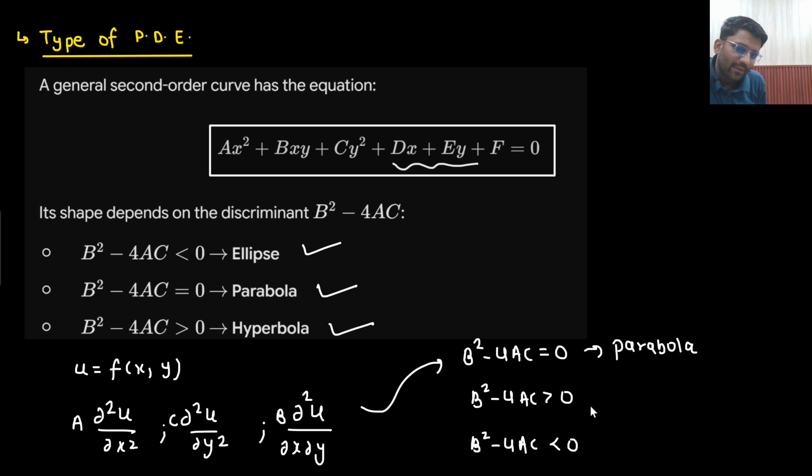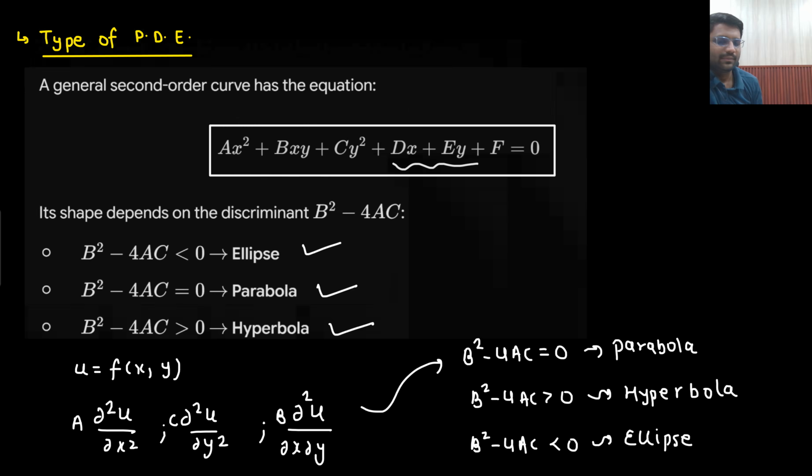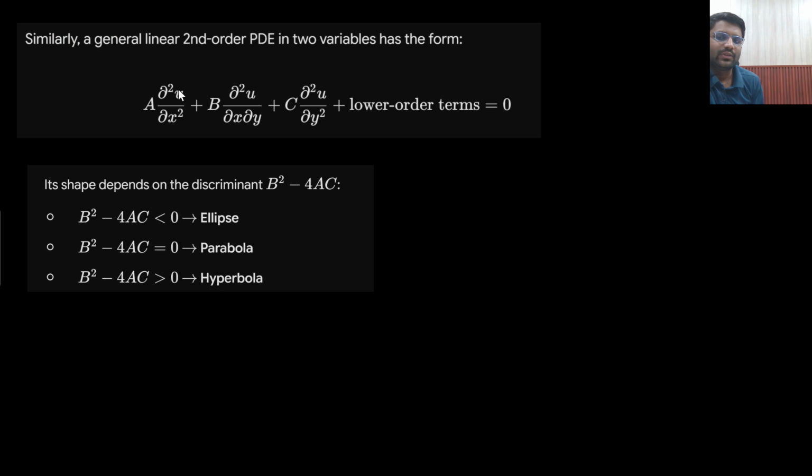What do you need to focus on? You only need to focus on b square minus 4ac. What is b? Sir, b is the partial differentiation of u with respect to x and y. What is c? Sir, partial differentiation of u with respect to y 2 times. What is a? Partial differentiation of u with respect to x 2 times. Okay, so this is what you are supposed to see. So this has been written here: a del square u by del x square plus b del square u by del x del y plus c del square u by del y square plus lower order terms that we don't care about, equals 0. Then the scenario would be b square minus 4ac equals 0, less than 0, or greater than 0.